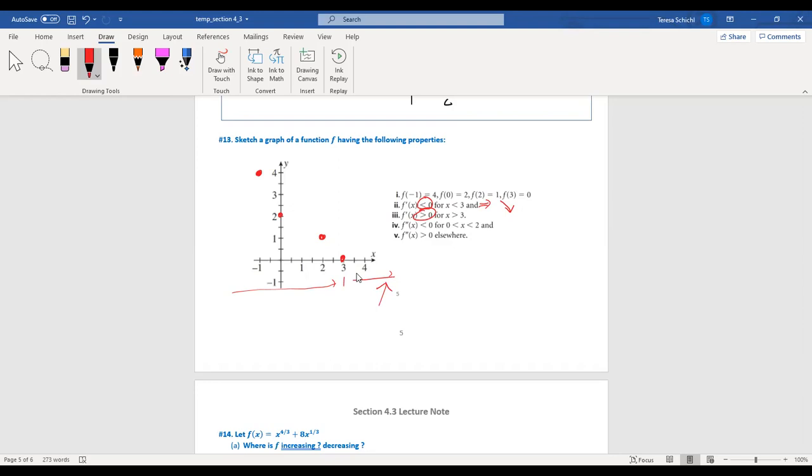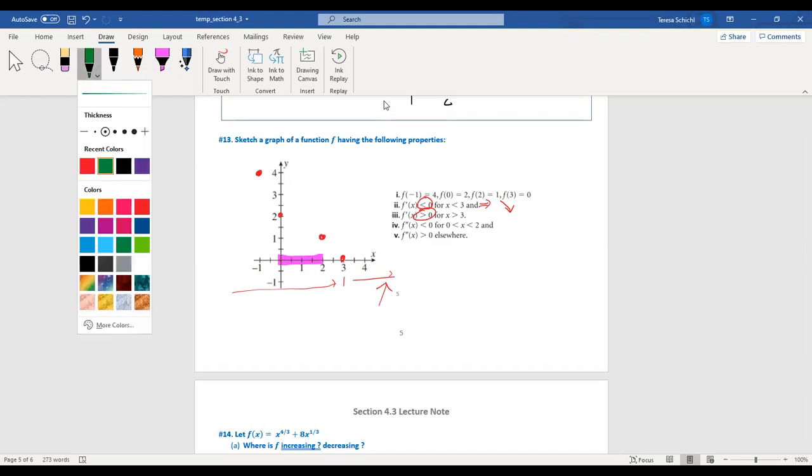Okay, so now they said that f double prime of x is less than 0 for x between 0 and 2. Okay, for 0 and 2 here, right? Between here, from 0 to 2, it has to be less than 0. What does less than 0 mean here?